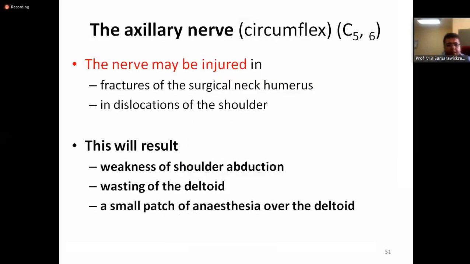So axillary nerve may be injured in fracture of the surgical neck of humerus and in dislocation of the shoulder. So these are the deformities or dysfunction you see. Weakness of the shoulder abduction due to paralysis of deltoid and wasting of the deltoid. So you see the flattening of the bulge of the deltoid. Right. Then a small patch of anesthesia over the deltoid, a handbreadth below the tip of the shoulder. Right.